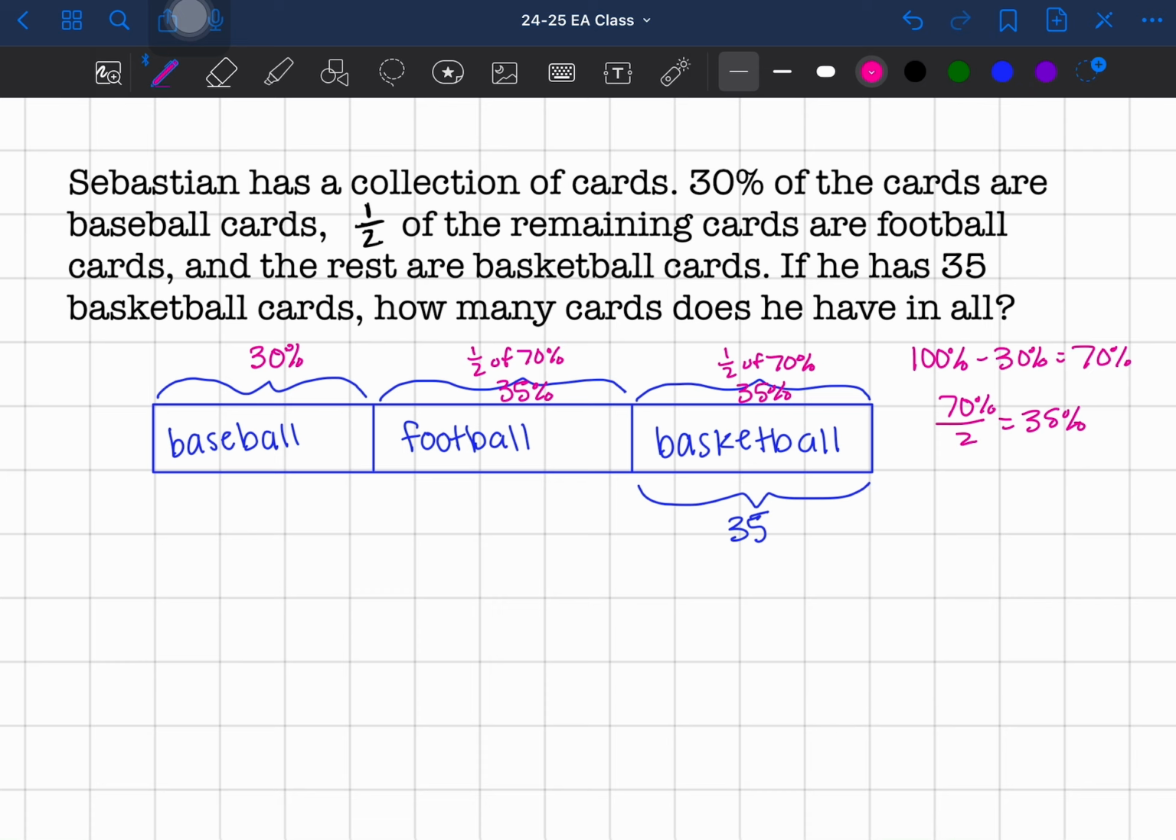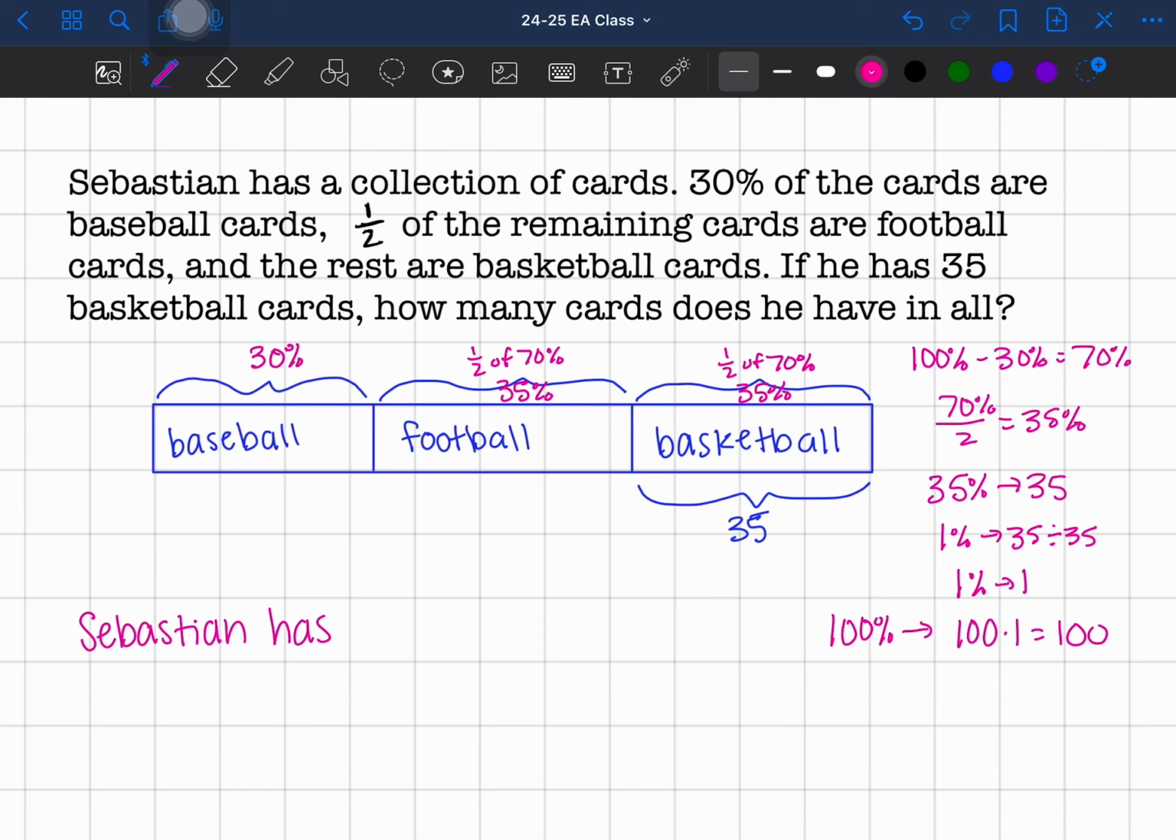We know that 35% is 35 cards. To find 1%, we do 35 divided by 35, and so 1% is 1. So 100% would be 100 times 1, which is 100. So this means that Sebastian has 100 cards.